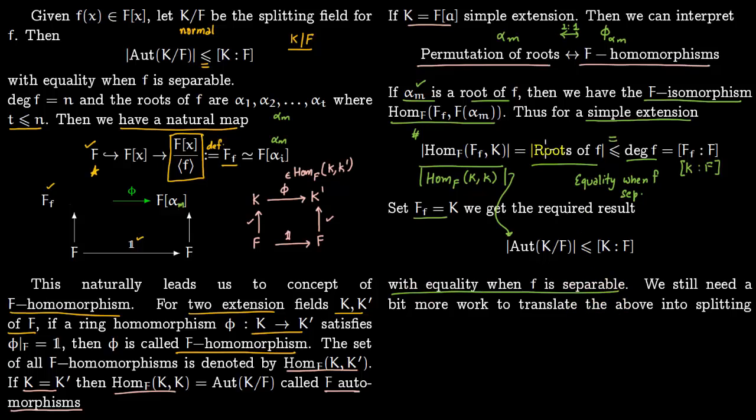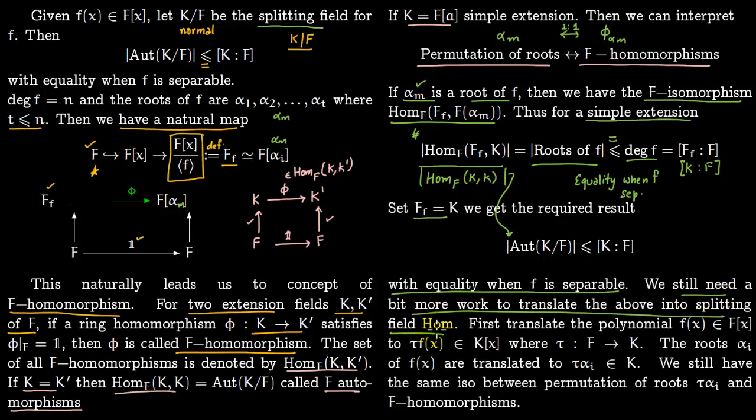But what we have done is just a simple extension, and we have talked about an irreducible polynomial. Here we are talking about a splitting field of any polynomial, so we need to do a little bit more work to carry from here to here. But this is just translation. There is no big mathematical content in it. So we still need a bit of work to translate the above into splitting field homomorphisms.